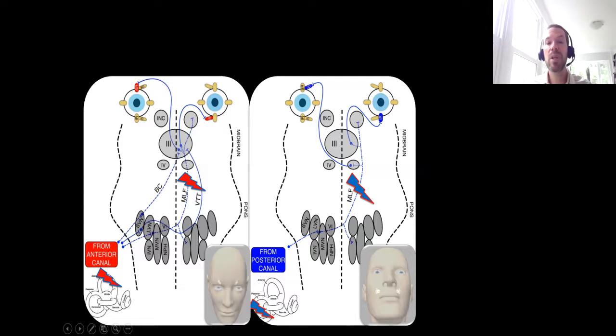So if a patient has a left medial longitudinal fasciculus lesion with a left intranuclear ophthalmoplegia, because both the anterior canal pathways and the posterior canal pathways travel through that same piece of real estate, if you did head impulses in the planes of the right anterior canal and right posterior canal, because those afferents travel through the left medial longitudinal fasciculus, you could actually see hypofunction of the vestibulo-ocular reflex of the right posterior canal pathway and the right anterior canal pathway on the basis of a left medial longitudinal fasciculus lesion. Did that make a little bit more sense?